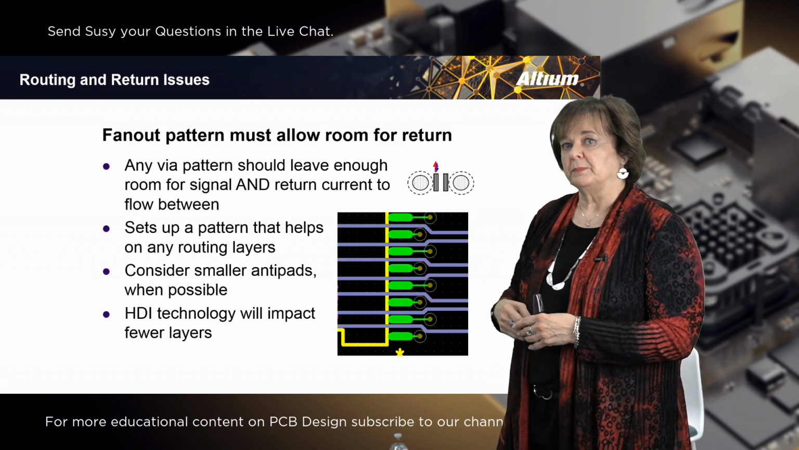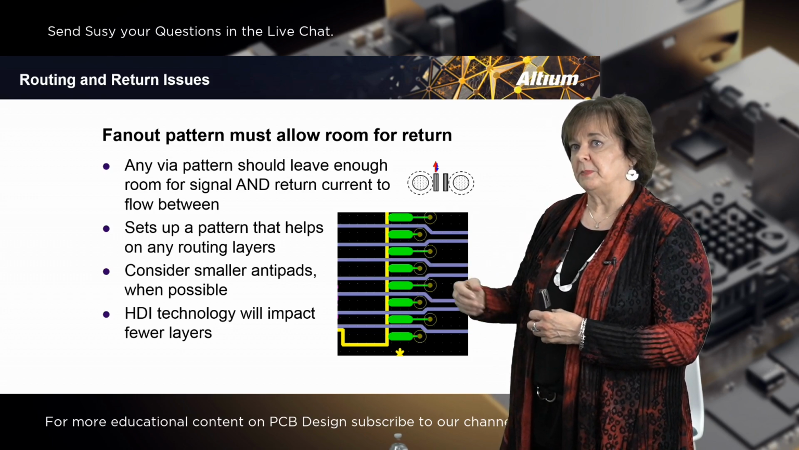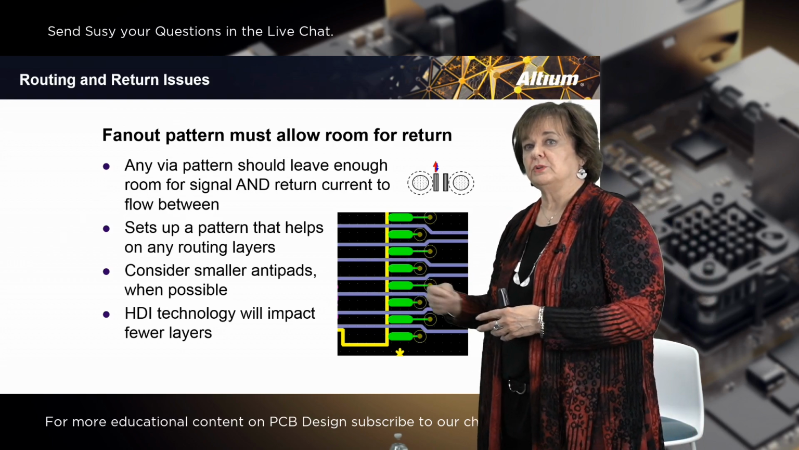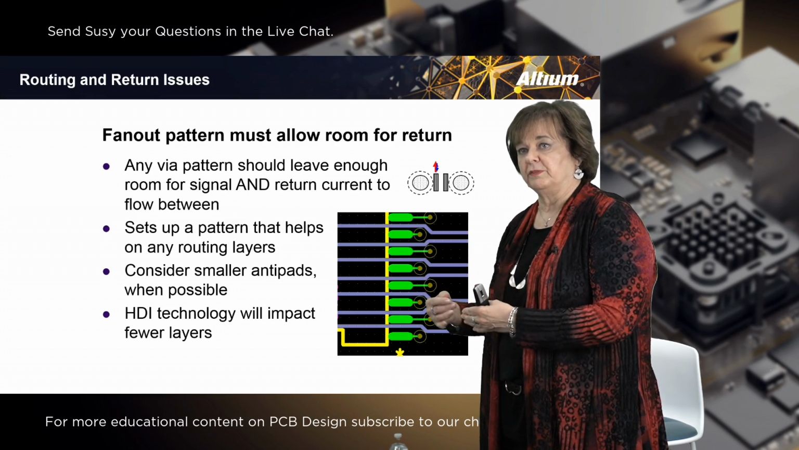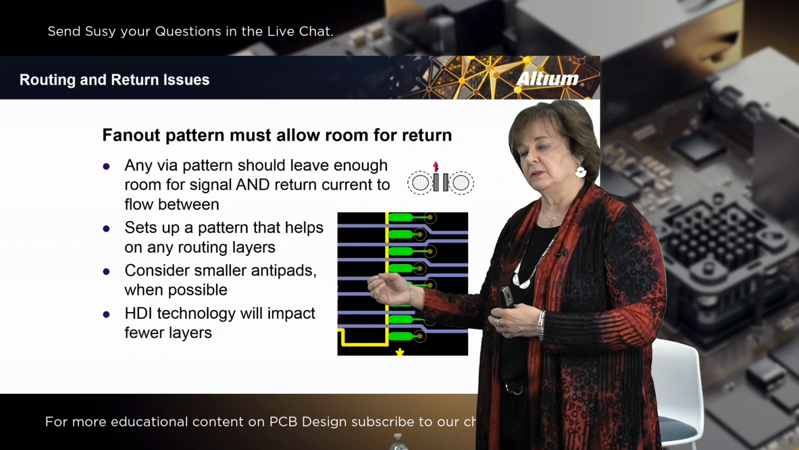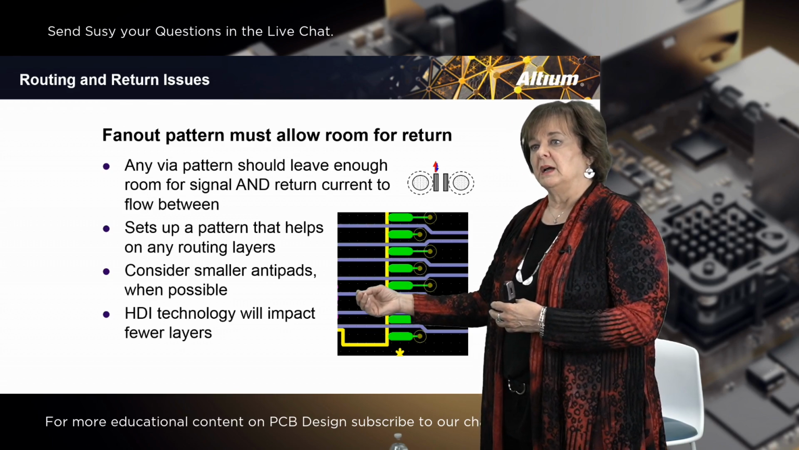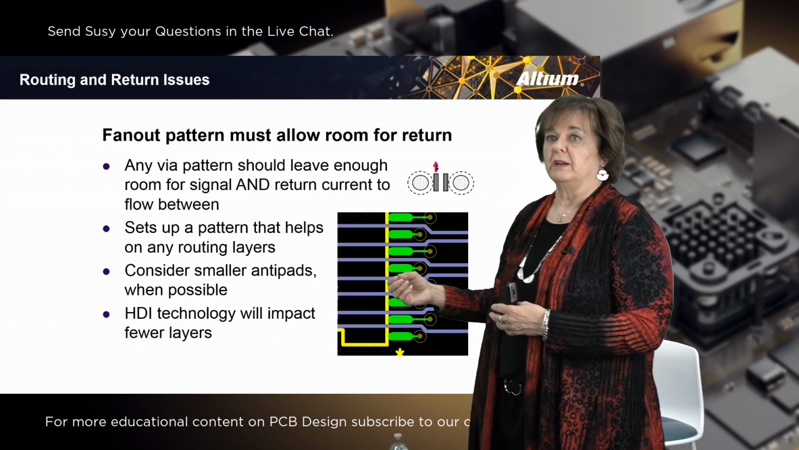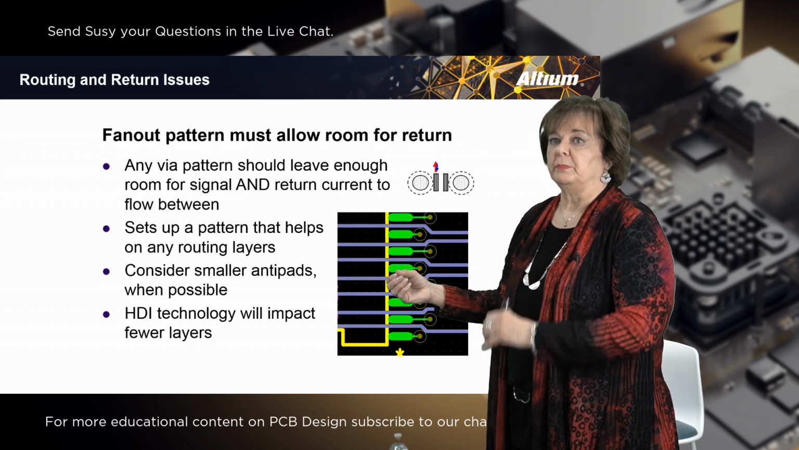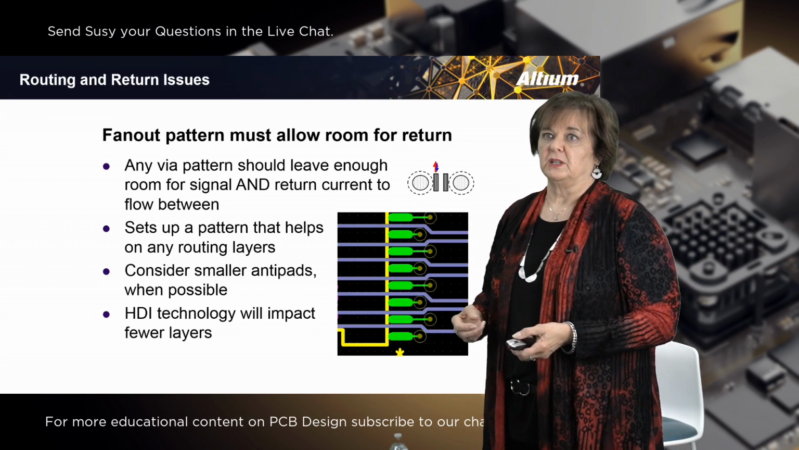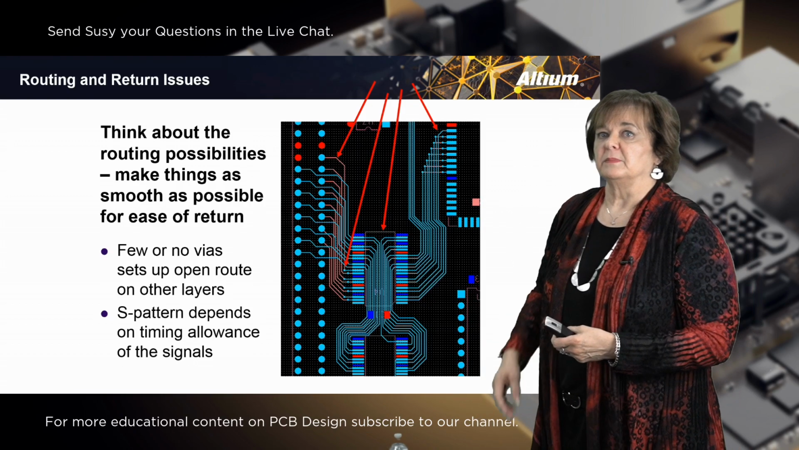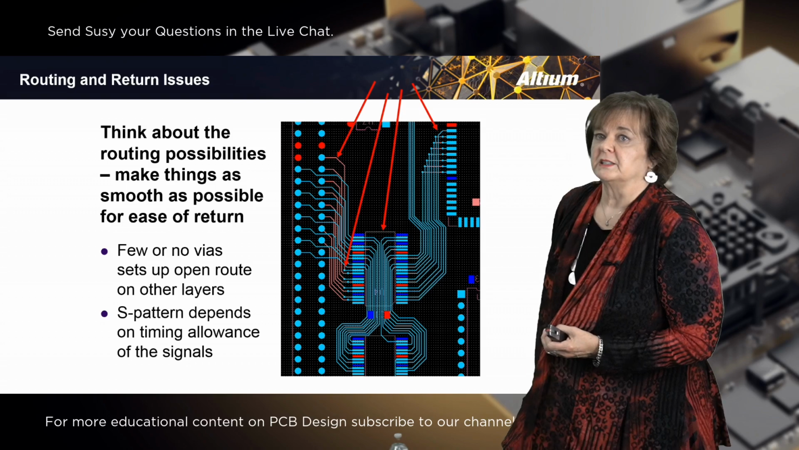You may or may not be able to put in smaller antipads depending on your IPC standard that you're working with. And if you use HDI technology, it will impact fewer layers, because your HDI vias are only going down a couple of layers probably, and so you don't have to worry about the openings on many layers, only on the ones that the HDIs are open on. Think about the routing possibilities and make them as smooth as possible for ease of return.